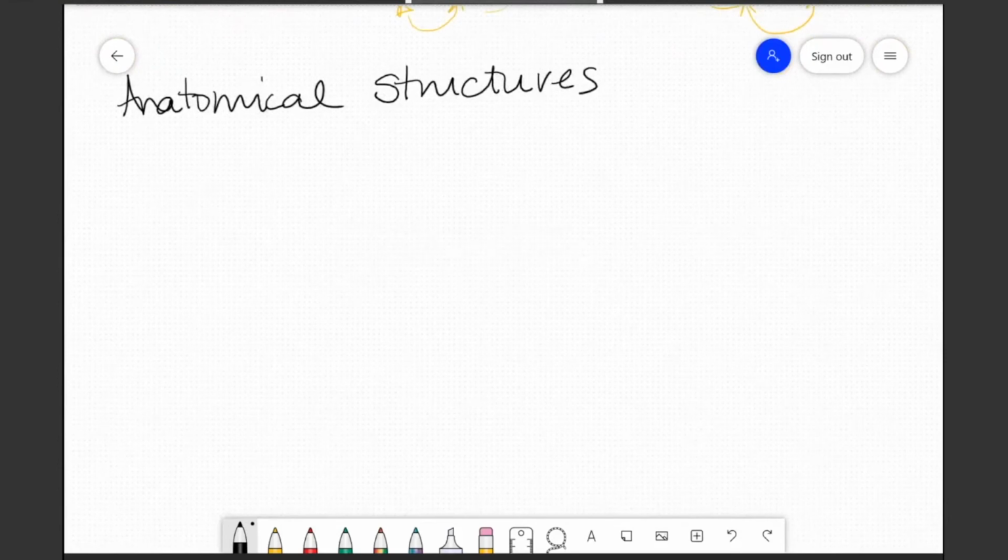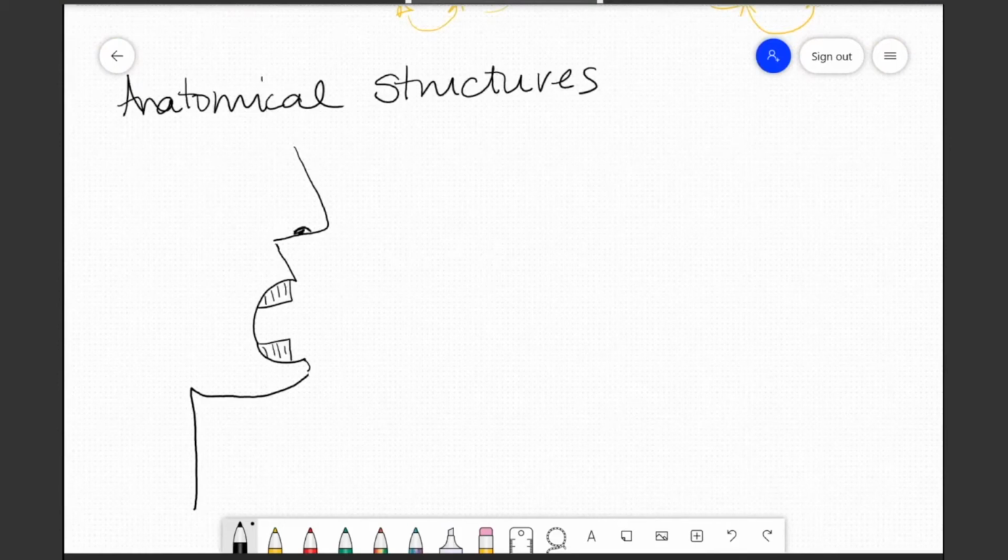We're going to start, and I am not an artist, so we're going to make it work. Woo. It's a very pointed chin, so we're going to fix that. This is going to be my nostrils, my nose, and this is my mouth. So again, I am not an artist, so please bear with me on that.